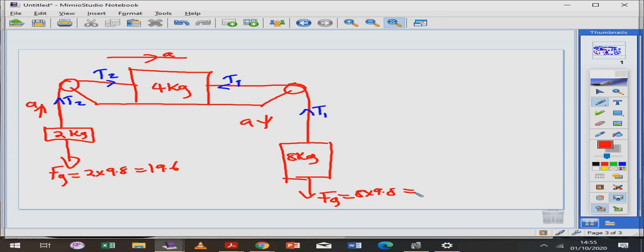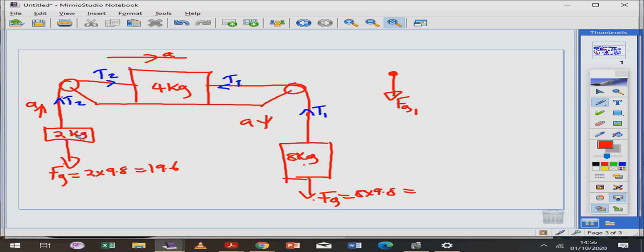So the easiest approach is to look at it as a whole system and then ask yourself, what are the external forces on the whole system? So as a whole system, the external forces are this force of gravity, and this force of gravity is an external force, and this force of gravity is also an external force. All these other tensions are internal forces, because on their own they cannot cause motion of the system.